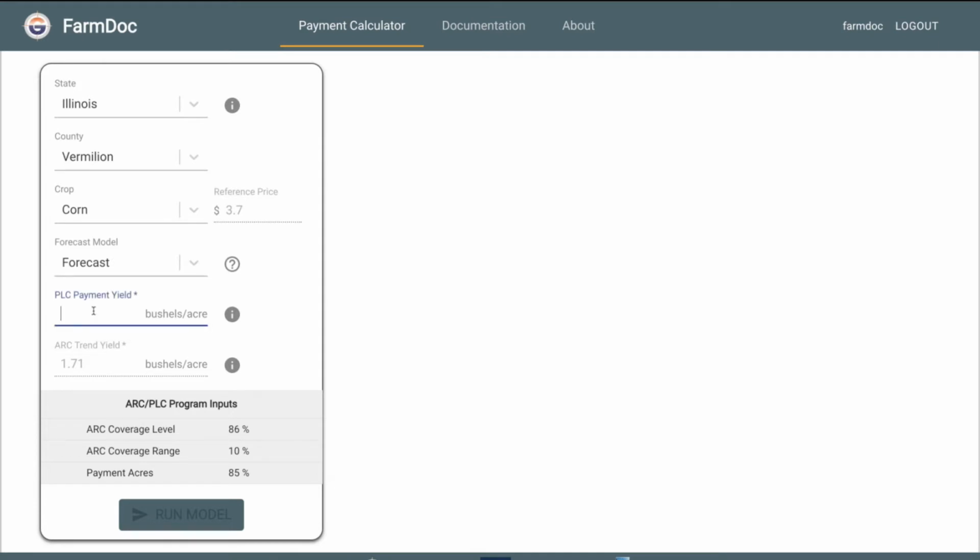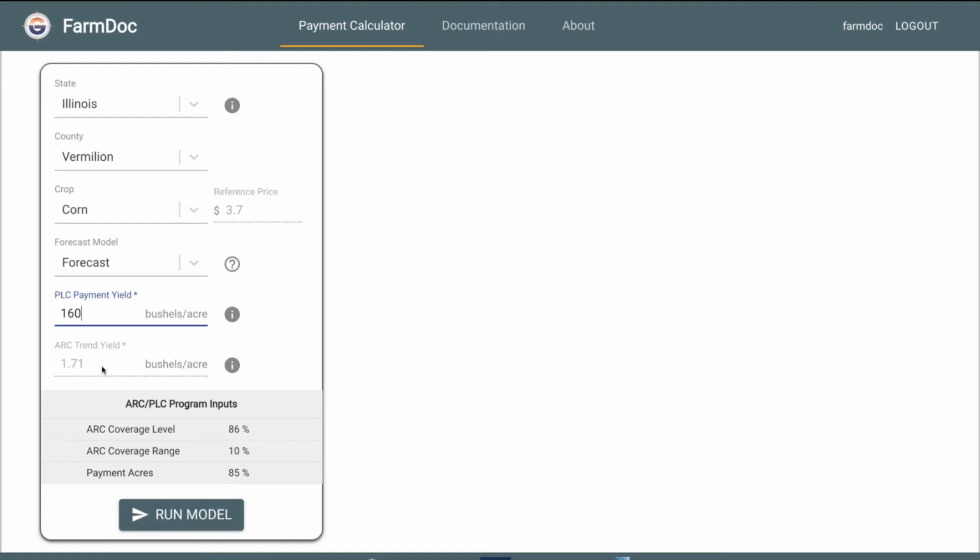And then you plug in your payment yield. Let's go 160. This is your record with FSA. And again, this is something you can update using that factored recent average yields, and again, information there.